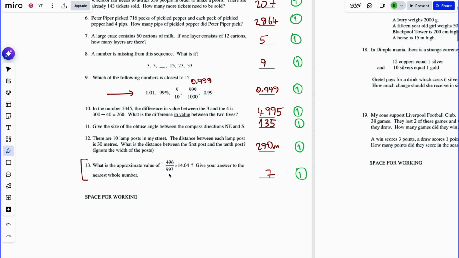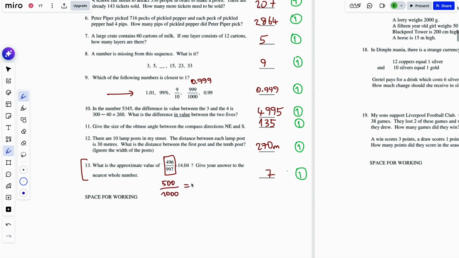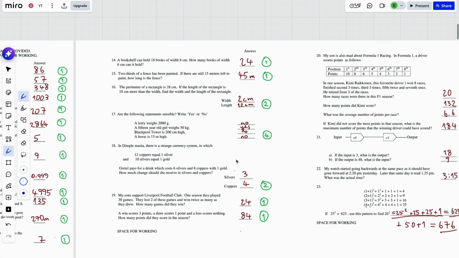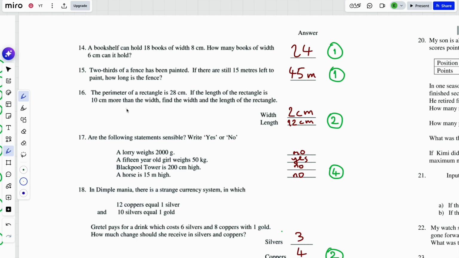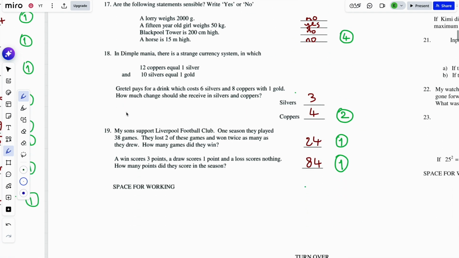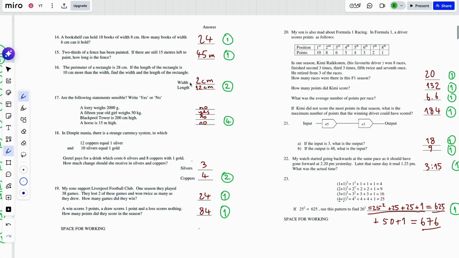But the thing is, it's so obvious what you should round these to, because this is so close to 500 over 1,000, which is equal to a half. And this is so close to 14, right? So finding the approximate value of this times this is clearly just a half times 14, and therefore it's 7. Okay, right. I think these are all relatively easy.